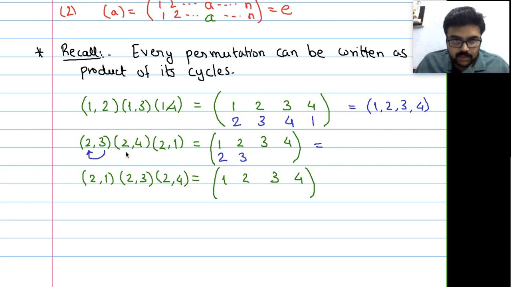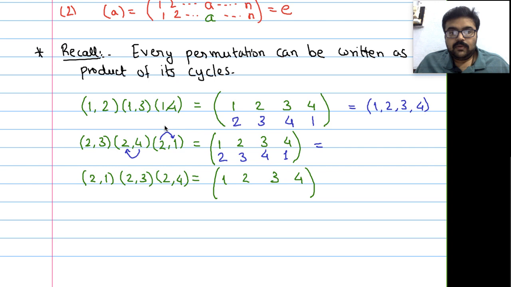Now check 2. Image of 2 is 4. Now check 4. 4 is not here, so 4 goes to 4. So finally 3 goes to 4. I can say 3 goes to 4. Now check the image of 4. 4 is not here, so 4 goes to 4. Check again the image of 4. 4 goes to 2. So now check the image of 2. 2 goes to 1. So 4 goes to 1.